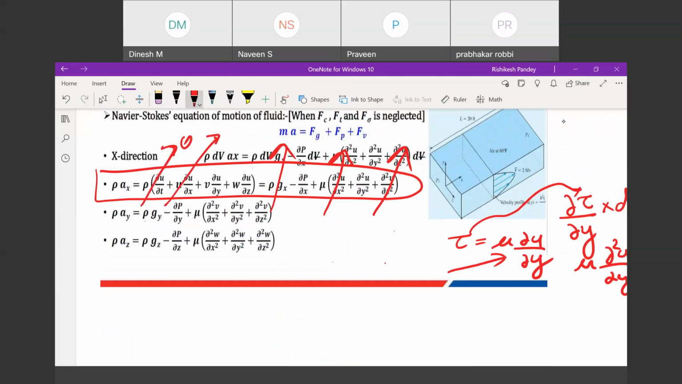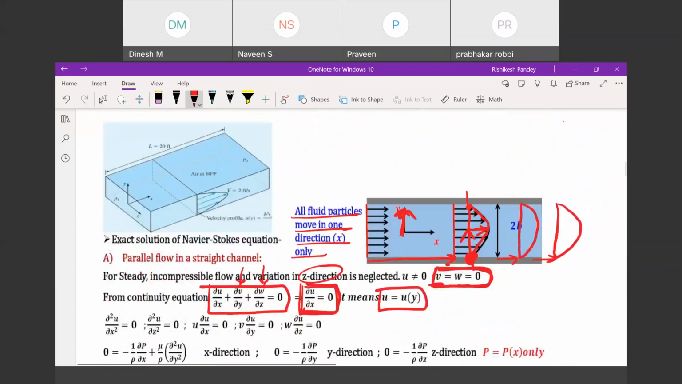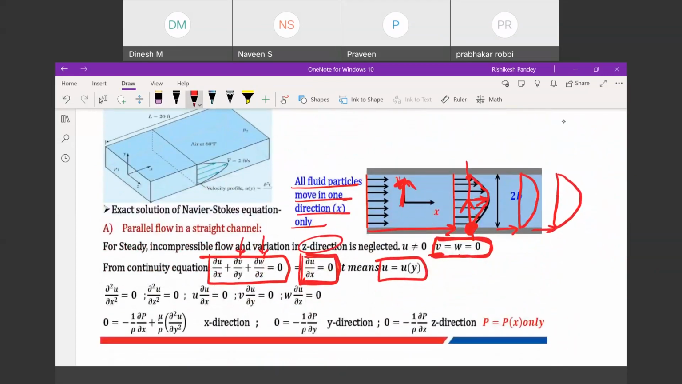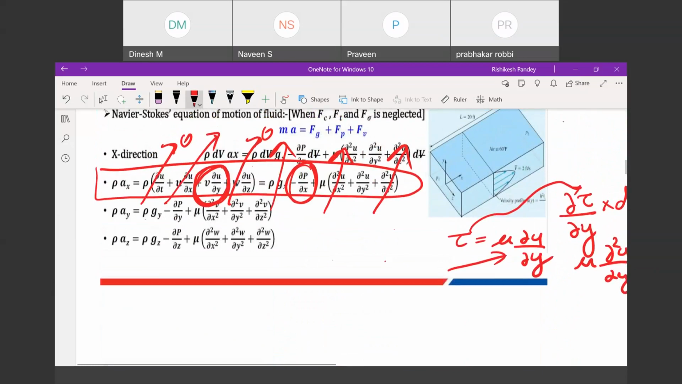∂u/∂x is 0, that we know. Variation in z direction is 0, that we know. So we are left with only two terms in x direction, this term and this term. In x direction, only these two terms. Sorry, this also is 0.